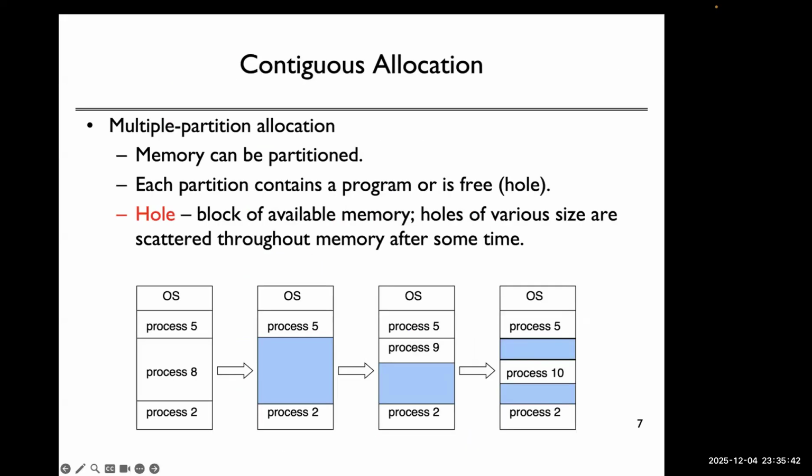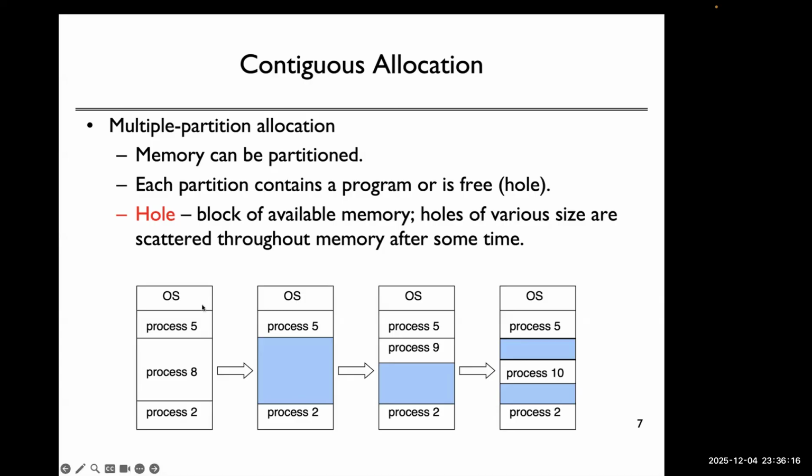So again, as we have multiple processes, we need to have multiple partition allocations. The size of each partition of the memory chunk is dependent upon the size of the program which we want to load in the memory. And once loaded, we refer to it as a process, right? So each partition contains a program or is free. If a partition is free, it doesn't hold any program, so we refer to it as a hole.